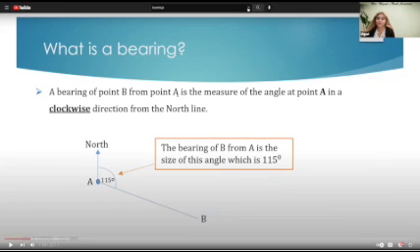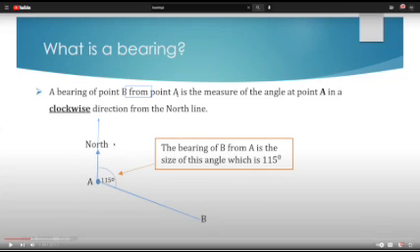So from A, it tells us at that point we are going to set our north line. So this is my north line. What am I measuring? I am measuring the bearing of the angle from the north line to B. Do you all understand that? Yeah, miss. So from tells us where we are going to measure.